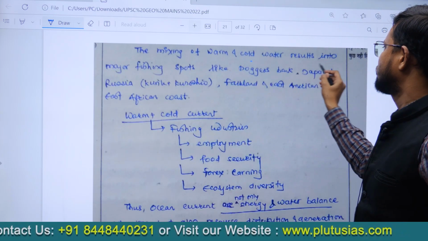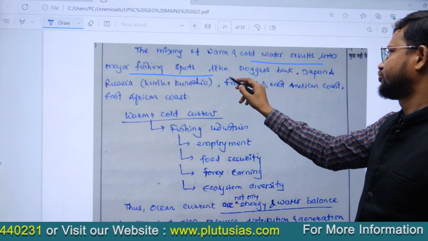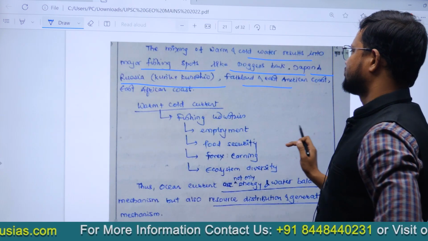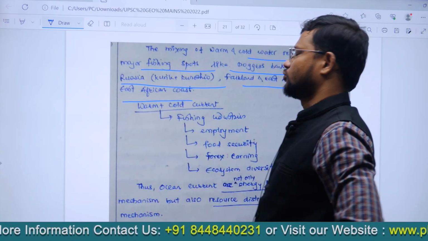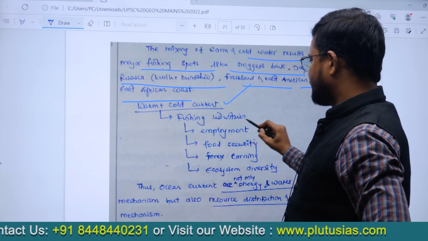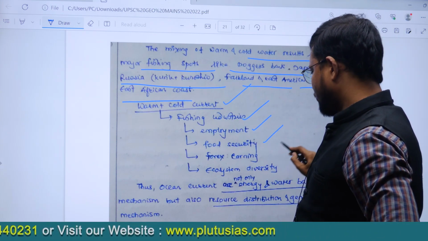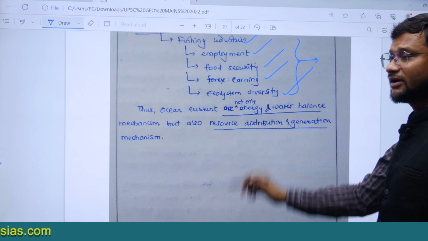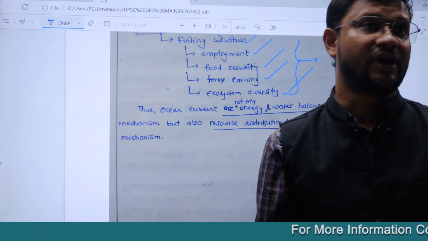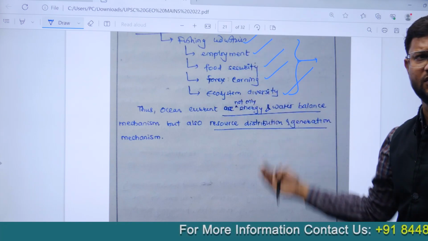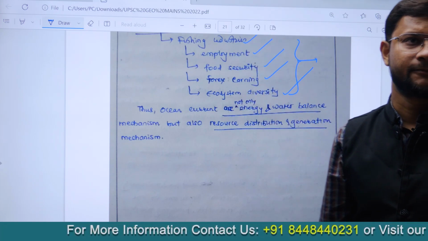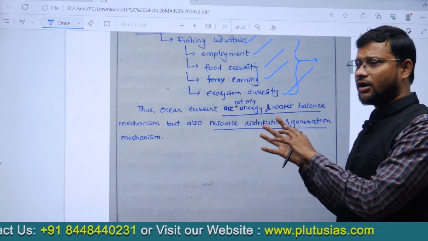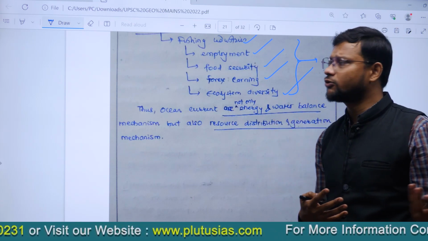And then the mixing of warm and cold currents results in major fishing grounds like Dogger Bank, Japan and Russia. Then the Falklands in South America, that region, and the East American coast and East African coast as well. So it leads to the best fishing industry development, employment, food security, forex earning and ecosystem diversity. These are all the benefits ultimately attributed to oceanic currents and their role in the fishing industry. But ocean current is not merely a tool of fishing or an economic aspect. It is a broad tool that the Earth has, and it plays a very critical role in atmospheric circulation.